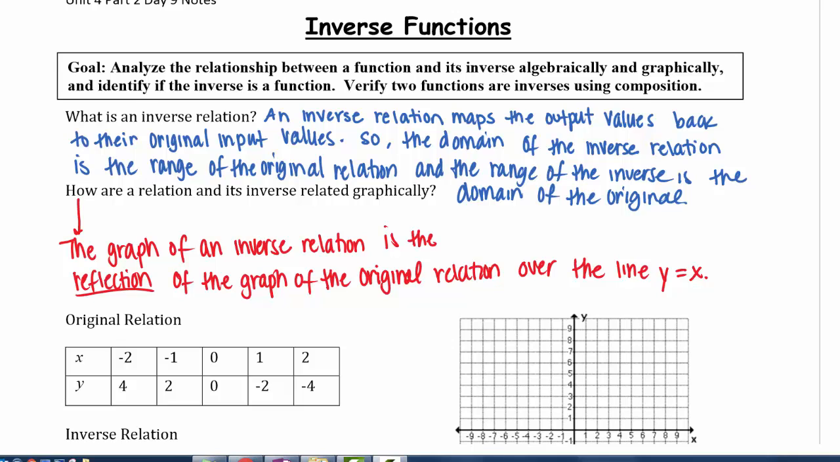So how are a relation and its inverse related graphically? Well, the graph of an inverse relation is the reflection of the graph of the original relation over the line y equals x. And I'm going to show you what that looks like in just a second. But if you haven't paused yet to write all that down, make sure you do that now before moving on.